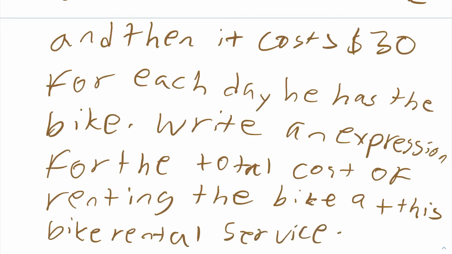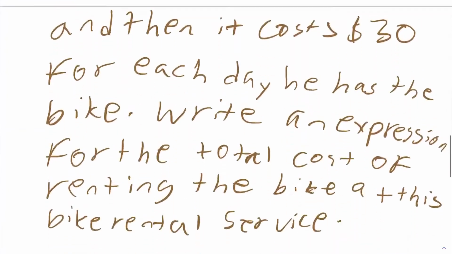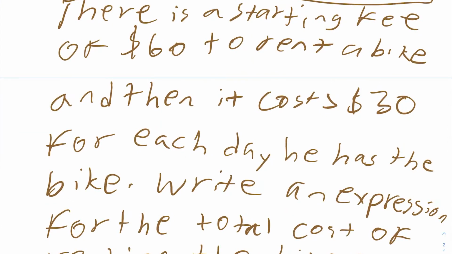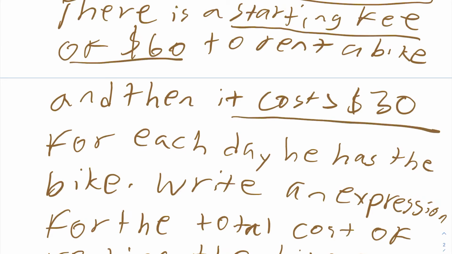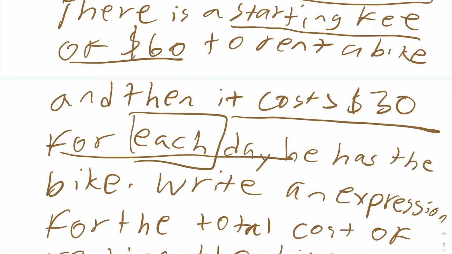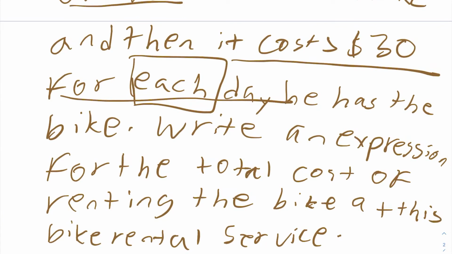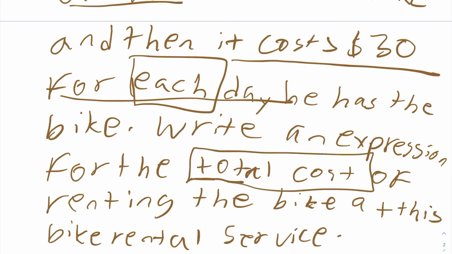Okay, so I know there's a lot of words, but let's just group out what it's trying to say. Mark is just going to be renting a bike. Okay, so that's the context of the problem. But this is where it's more important. It says here that his starting fee is $60, and then it costs $30 for each day. Let's underline that. That seems really important. And let's also note that the question is asking for total cost.